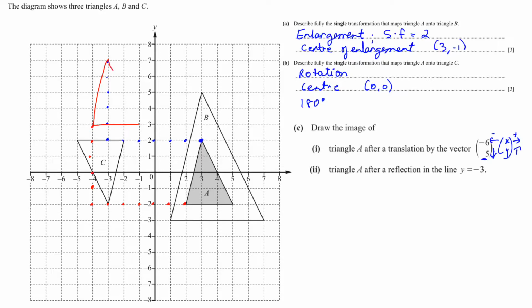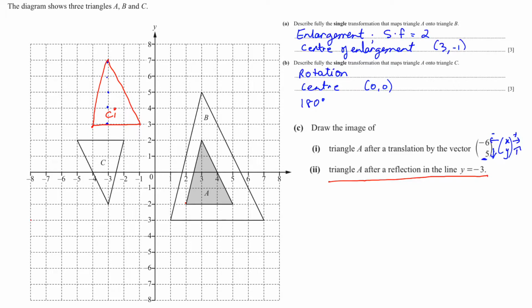And this here. This is C1. After this, C2. Draw the image of triangle A after reflection in the line y is equal to -3.